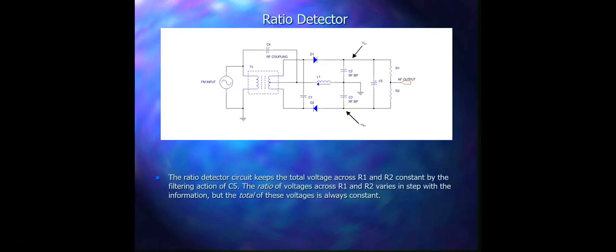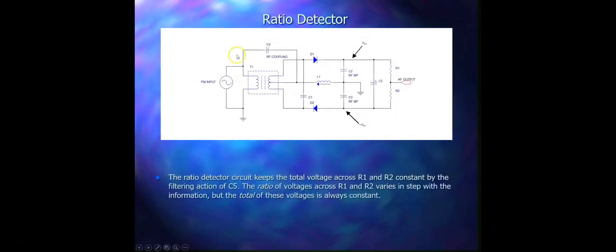This is actually a primary addition to this circuit when compared to the Foster-Seeley circuit. With the help of this capacitor, the sum of these two voltages is going to be constant. You are going to get the constant voltage even when the circuit is unbalanced. Now let's see further. The ratio detector circuit keeps the total voltage across R1 and R2 constant by the filtering action of C5. So we have discussed this just now.